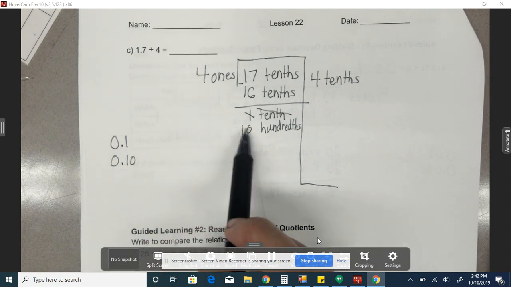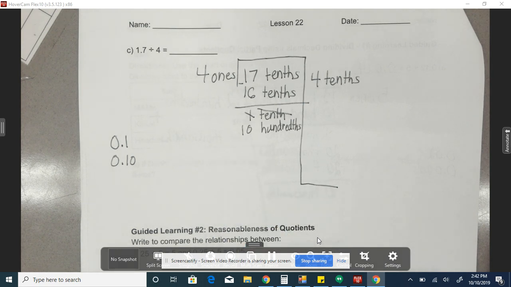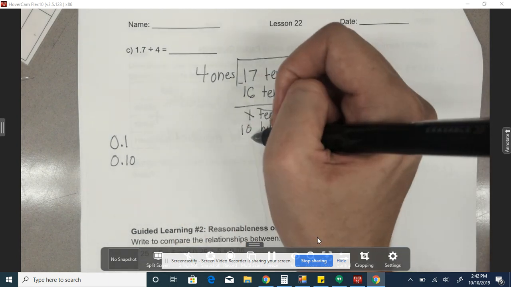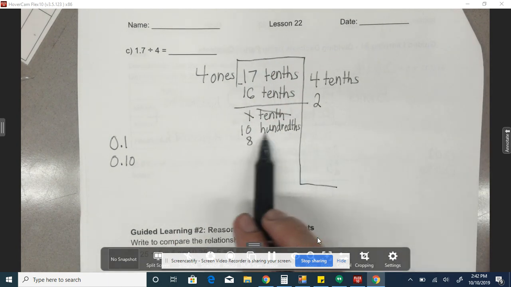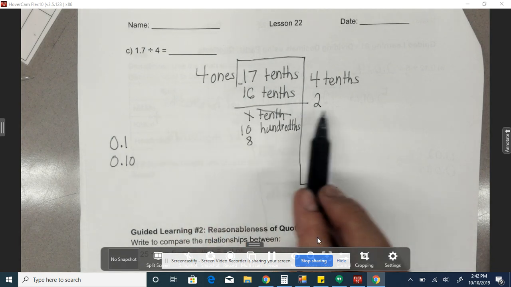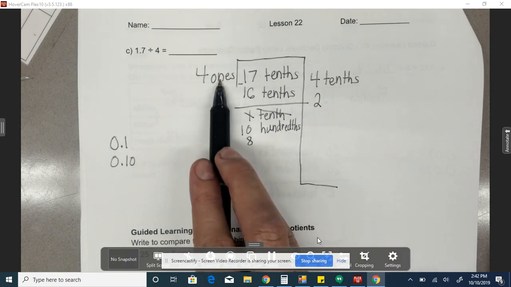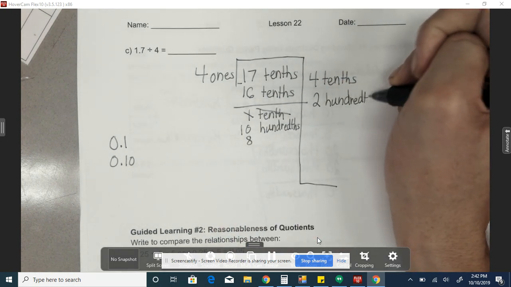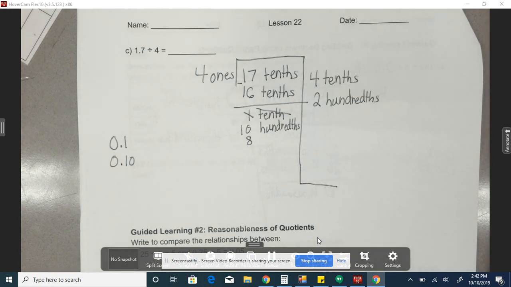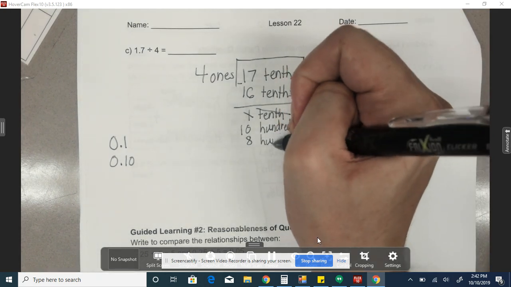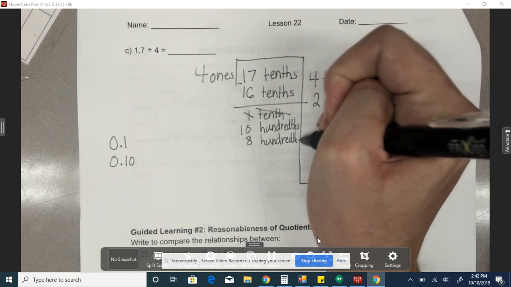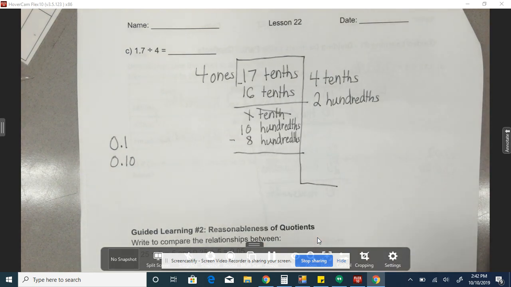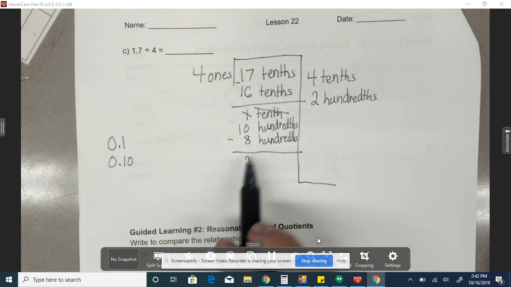What can I multiply by 4 to get close to 10 without going over? Oh, I know 2 gets me pretty close. 4 ones times 2 is 8. I want to get to hundredths, so I'm thinking, what can I multiply by the ones to get to hundredths? Ones times hundredths gets me hundredths. So 4 ones times 2 hundredths equals 8 hundredths. I'm going to subtract. 10 hundredths minus 8 hundredths is 2 hundredths.